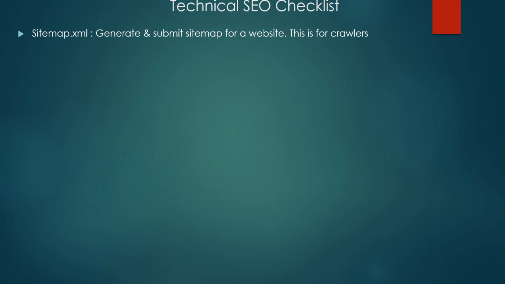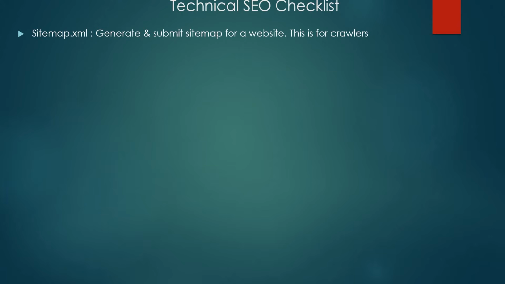I'm going to start with sitemap.xml. This is a very important feature of the technical SEO checklist. You launch a new website and you want it to be discovered on Google and Yahoo and other search engines, right? So what do you do in this case?